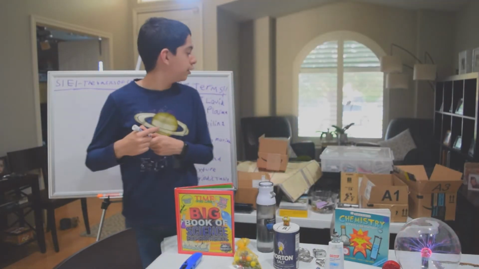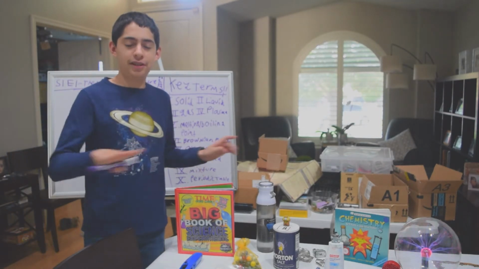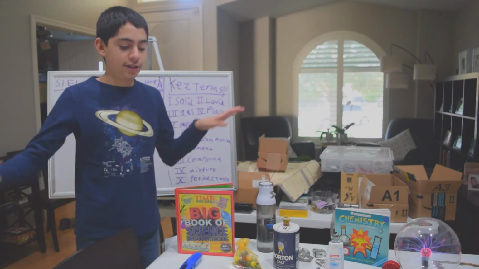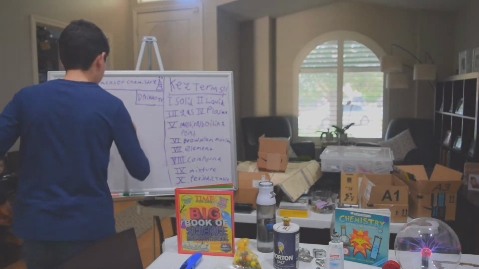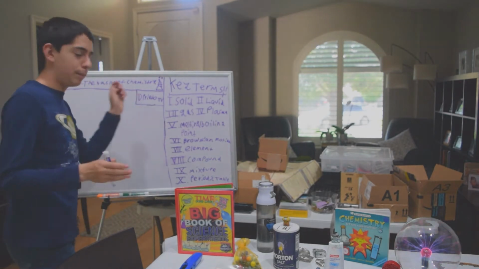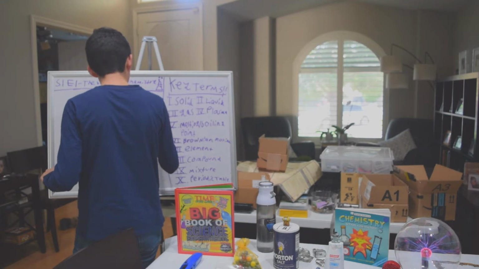Okay, so the next terms. We covered all the states of matter, and there's one below solid, but that's a lab-made matter. I won't get into that, which is too complex for you guys. So we're going to be talking about this in separate parts. First, melting points.